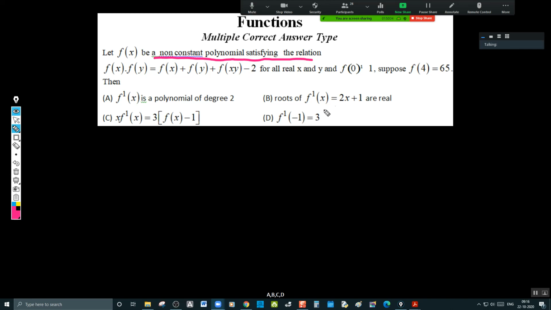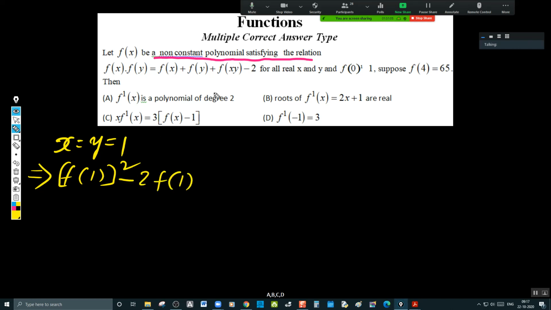Okay. Now, how to solve this type of problem? Generally, by giving random values to x and y, you have to solve them. So, put x is equal to y is equal to 1. What will it be then? This is f(1) square minus 2f(1) plus f(1), that is, f(1) square minus 3f(1) plus 2 equal to 0.